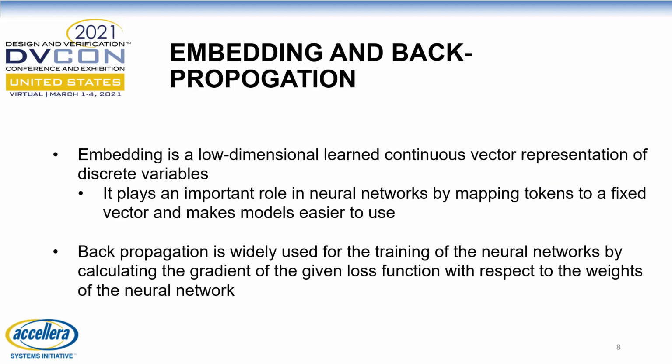Embedding is basically a low-dimensional learned continuous vector representation of discrete variables. It plays an important role in neural networks by mapping tokens to a fixed vector and makes the model easier to use. And backpropagation is widely used for the training of neural networks by calculating the gradient of a given loss function with respect to the weights of the neural network.